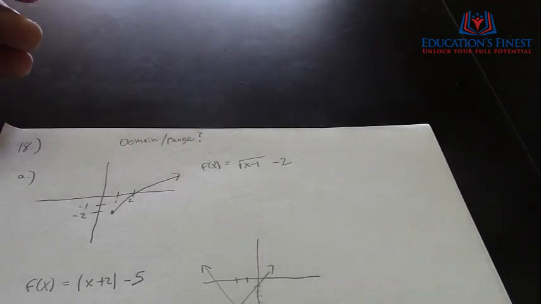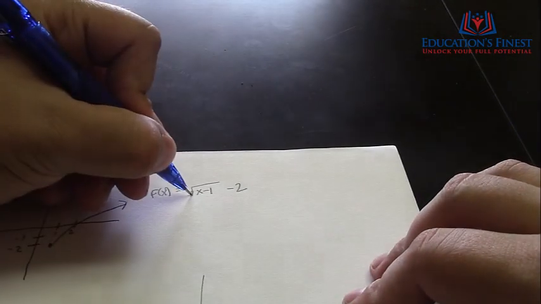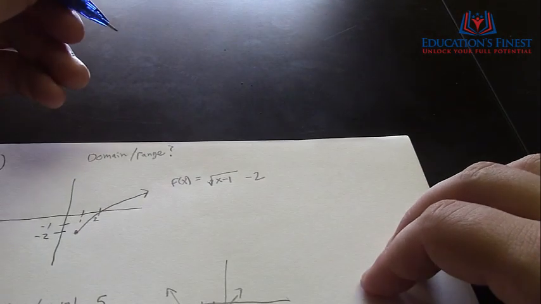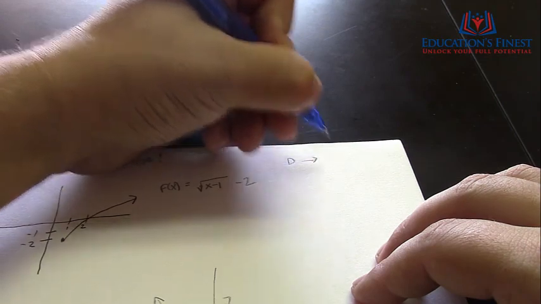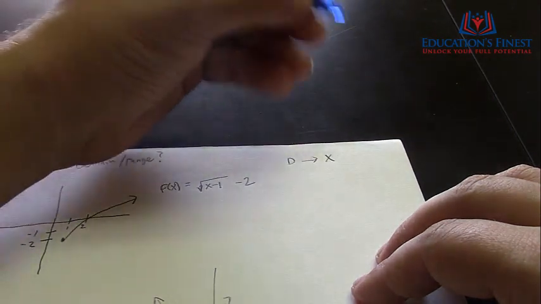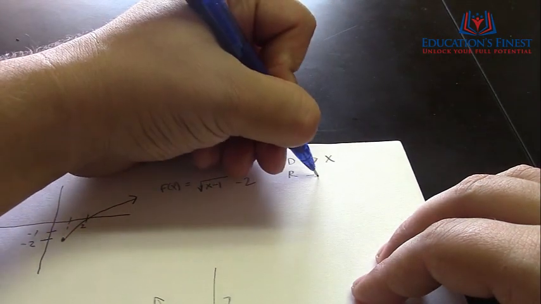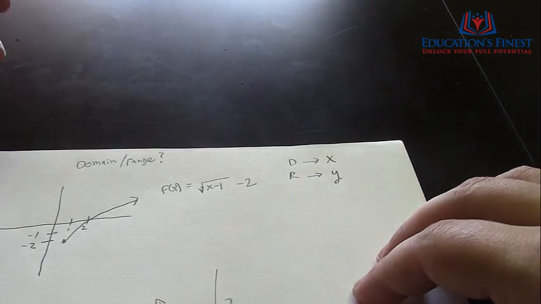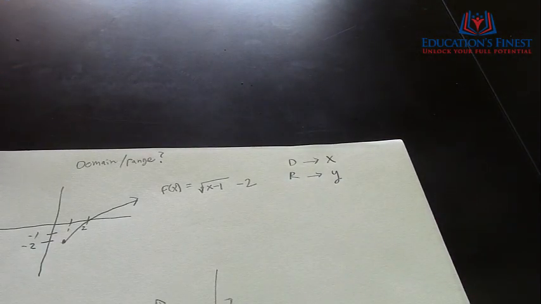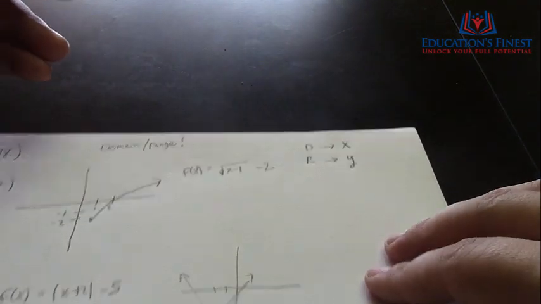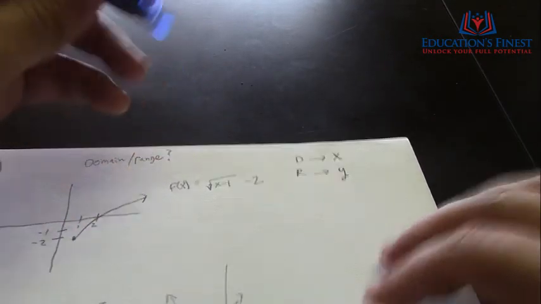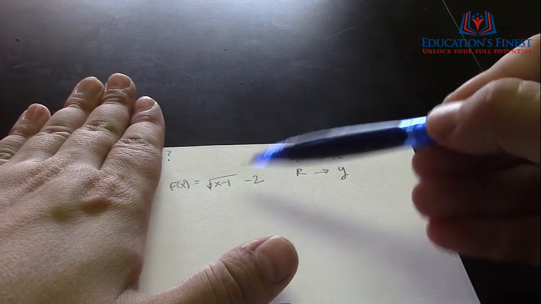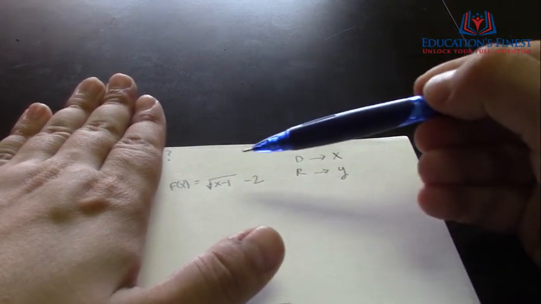So, domain and range. Well, the domain is your x values, okay? And your range are always your y values, okay? That being said, even if they just gave you the function, you do have to know what square root graphs look like. And they look like the shooting star guy.